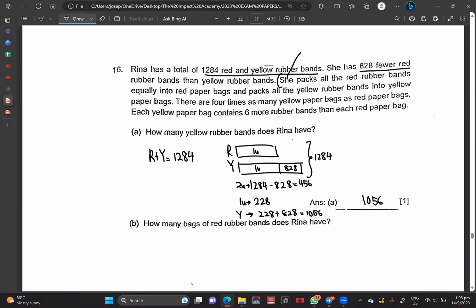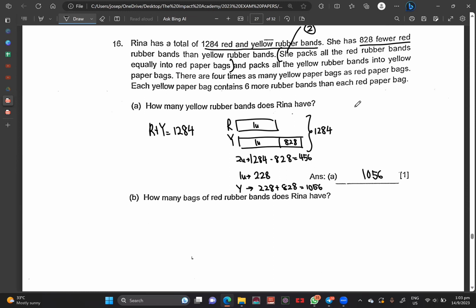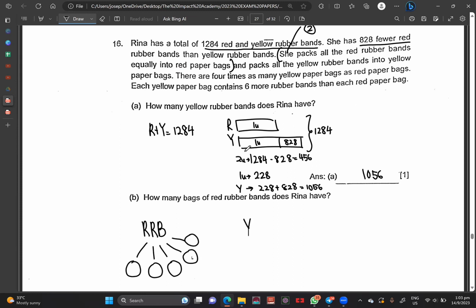So we move on to sentence number 2. It says that she packs all the red rubber bands equally into red paper bags. This is where they try to confuse you by using words that are similar. So don't be confused. How do you not be confused? You write down first: red rubber bands. I pack them equally into red paper bags. All of these are the red paper bags that I'm referring to. And for yellow rubber bands, I pack them equally into yellow paper bags. So these are all yellow paper bags.